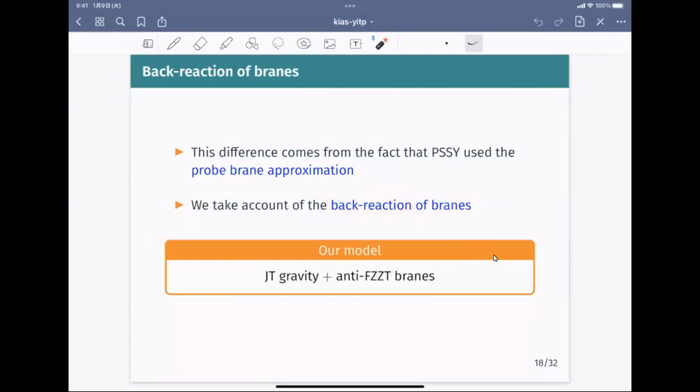Sorry, can I ask a question? Yes. So are your model and the PSSY model unitary? Unitary theory, it includes ensemble average or something like that. So, but still, you think they are unitary, because you are talking about the unitarity, information puzzle.